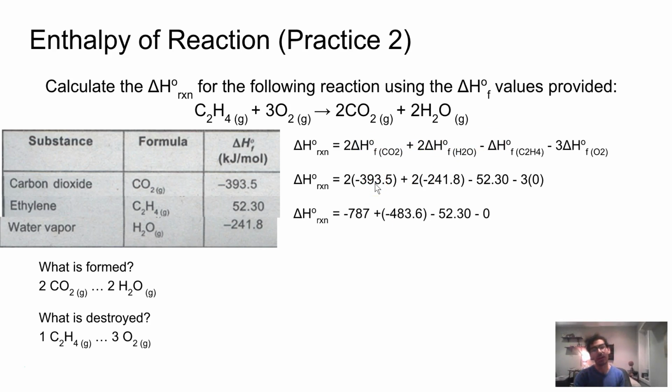Now it's just a matter of doing some math. I'll distribute these numbers into the parentheses, and then I'll just add and subtract everything as needed to get my final answer of negative 1,322.9 kilojoules per mole. And this makes sense to me because this is a combustion reaction, and I know combustion reactions pretty much always release heat, are exothermic. So this seems good. Nice.